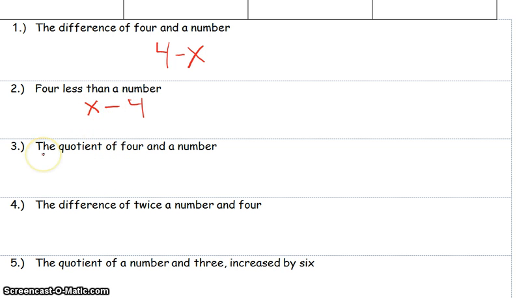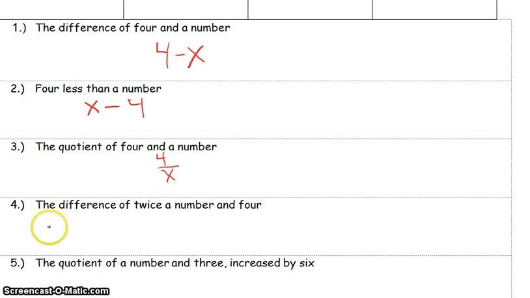Okay, number 3, the quotient of 4 and a number. Quotient means division. But since we are starting to get into the upper levels of math, when we write out our quotient, typically we will write it as a fraction when we're writing an expression. So the quotient of 4 and a number is 4 divided by x, or 4 over x.